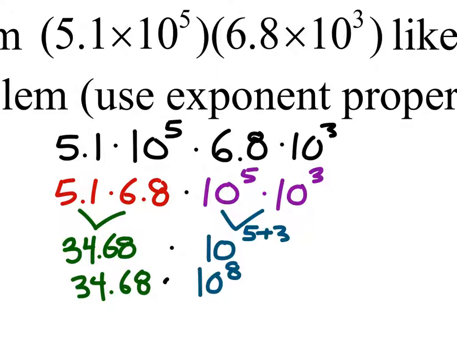So what I need to do is make this big number smaller by a place value of 1. So that'd be 3.468. And I'm going to multiply this by 10. But the power changes. So I made that big number smaller, so I got to make the exponent bigger by 1. So that now is 10 to the power of 9.